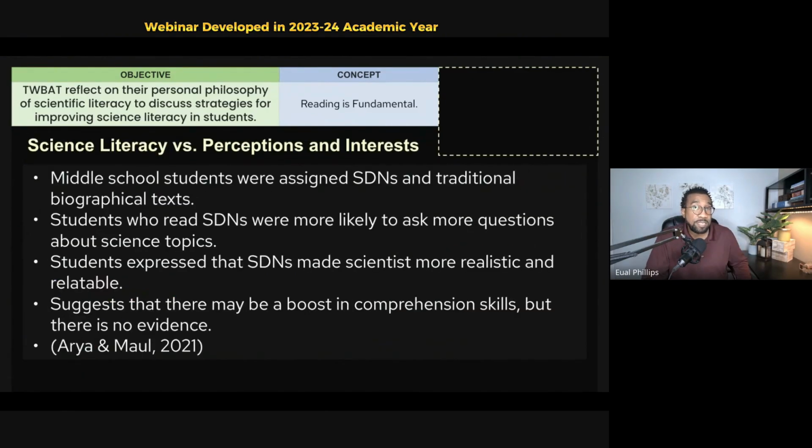Now, there is actually very limited research on science literacy in the classroom and how that affects academic performance. But here's what I've been able to find. Middle school students were assigned science discovery narratives, SDNs, and traditional biographical text. Students who read science discovery narratives were more likely to ask questions about science, and students expressed that these narratives made scientists more realistic and relatable. So there's a suggestion that there may be a boost in comprehension skills, but there's not much evidence out there.